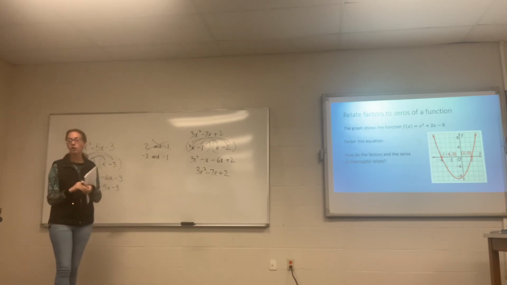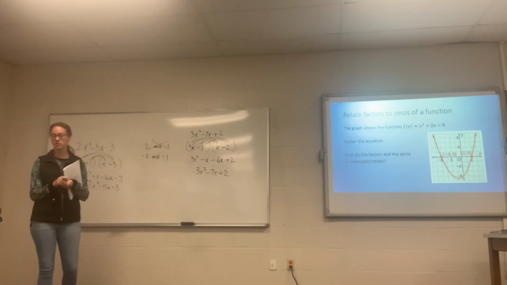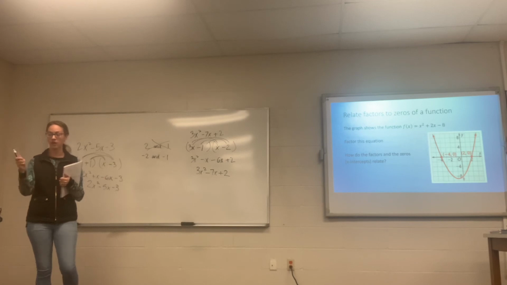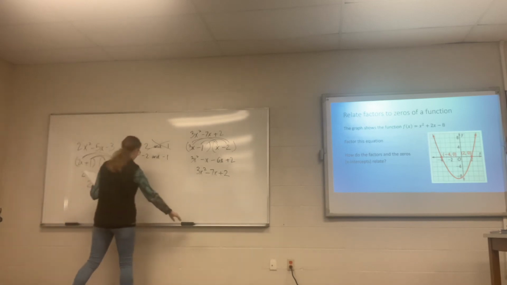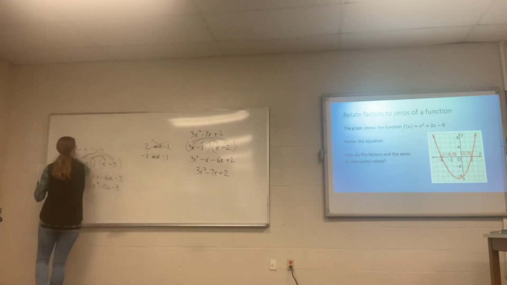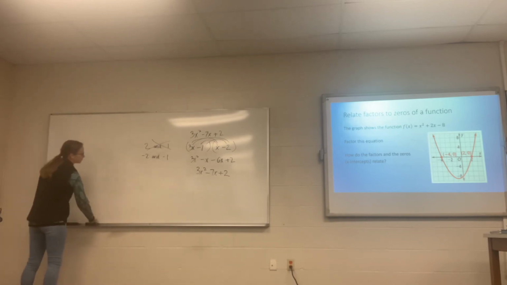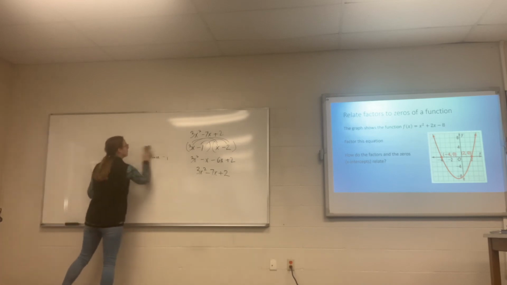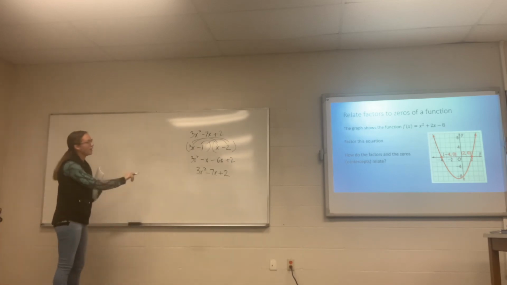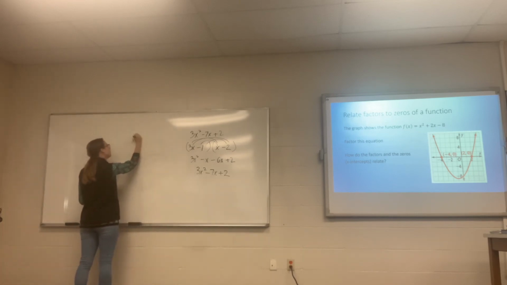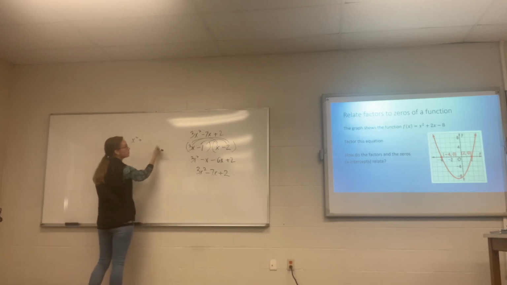Our graph shows x squared plus 2x minus 8. We have that graph right there. Let's go ahead and factor this equation just for some practice. So I have x squared plus 2x minus 8.